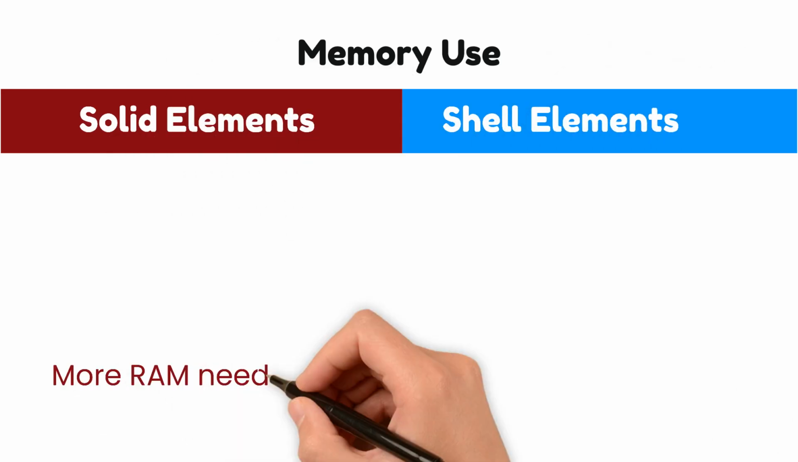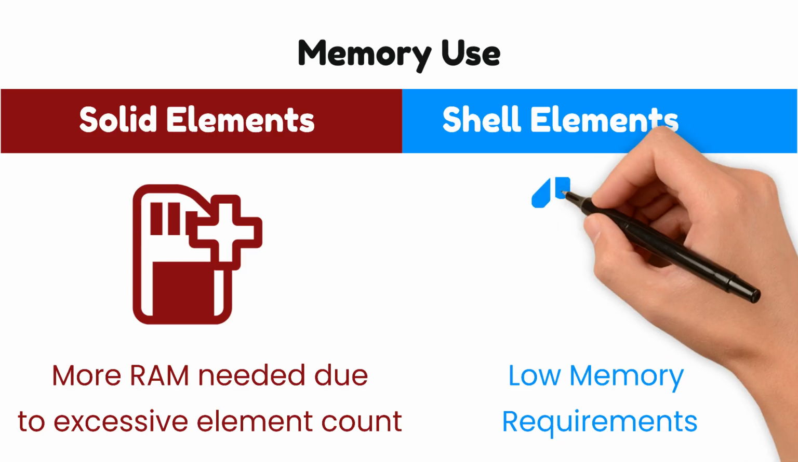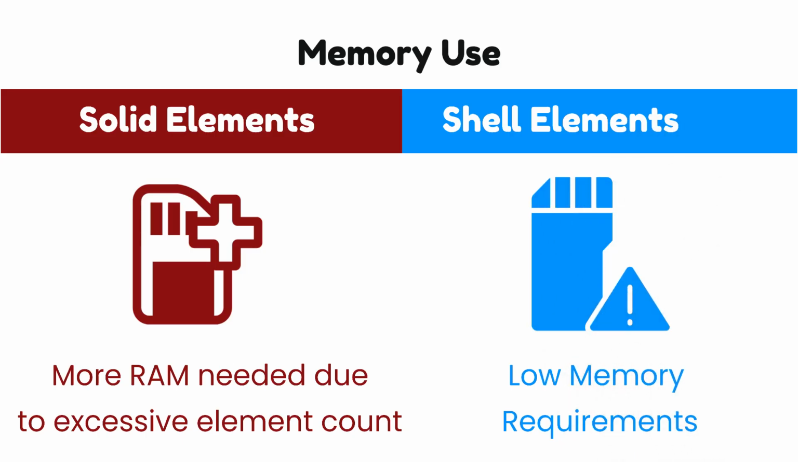Now, let's talk about memory use. Solid elements need a lot more RAM. They have many small elements and nodes, especially in thin parts. Each node adds equations for the solver to store. That quickly increases memory usage and even slows down your system if it runs out of space. On large models, this can become a real problem. Shell elements are much lighter. With fewer elements and nodes, they use much less memory. That makes them easier to run on big models or when your computer has limited RAM.